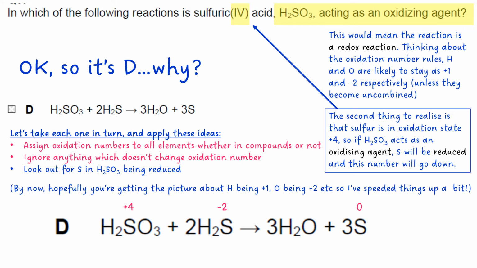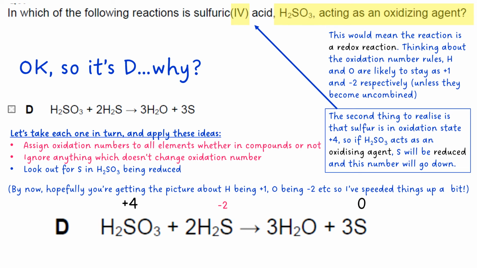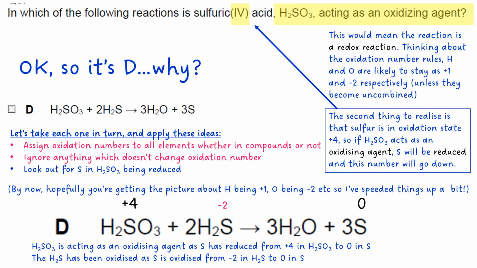Now this is quite an interesting one. The sulfur is +4 on the left and it's 0 on the right. So H2SO3 is acting as an oxidizing agent, so this is why this is our correct answer. Sulfur has reduced from +4 in H2SO3 to 0 in sulfur as an element. So it'll be reduced and its number will be going down. The H2S, this species here, is oxidized as the S in that species goes from -2 down to 0 over here.